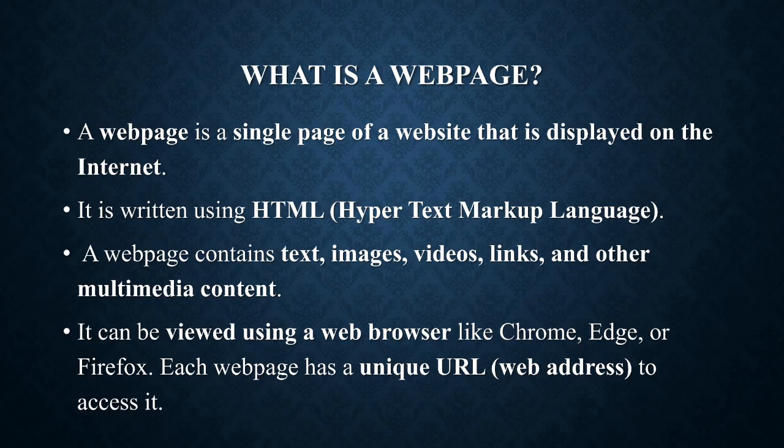What is a web page? A web page is a single page of a website that is displayed on the internet. It is written using HTML, hypertext markup language. A web page contains text, images, videos, links, and other multimedia content. It can be viewed using a web browser like Chrome, Edge, or Firefox. Each web page has a unique URL, web address, to access it.